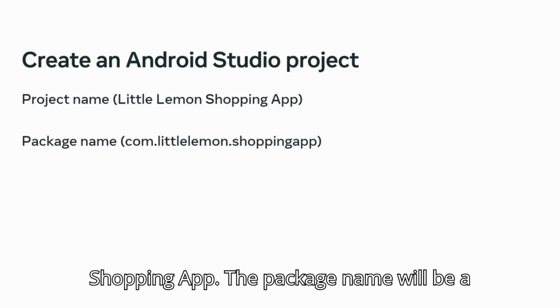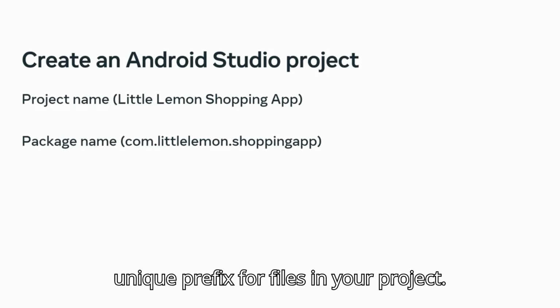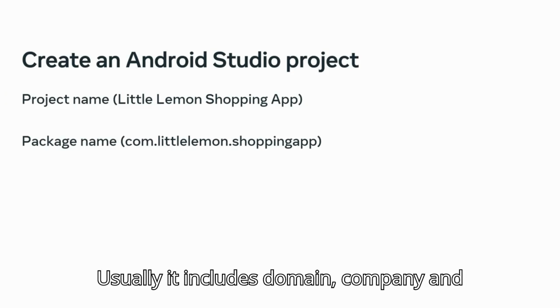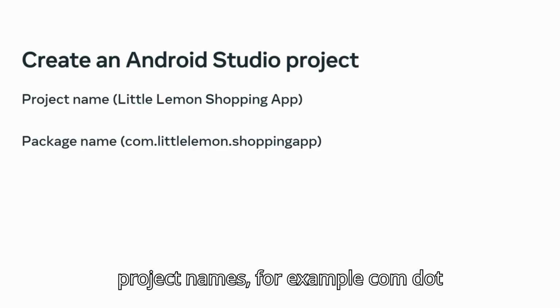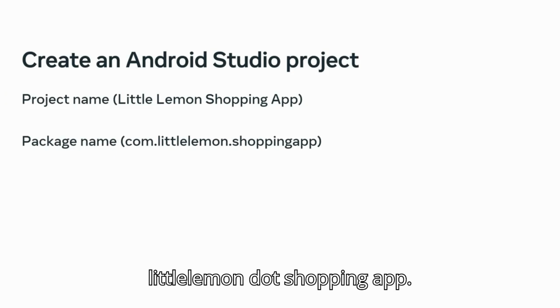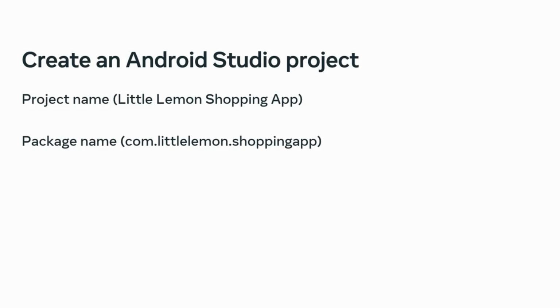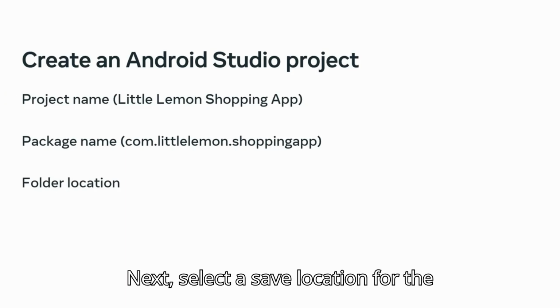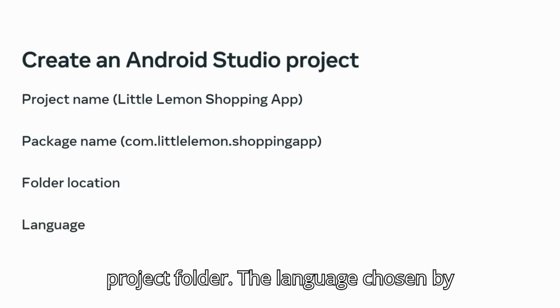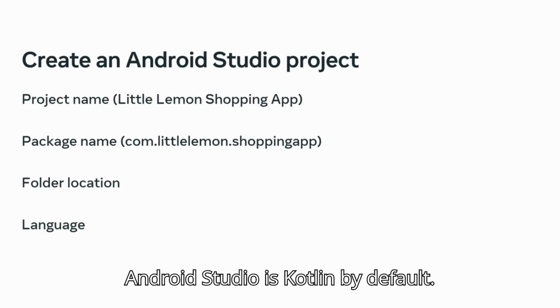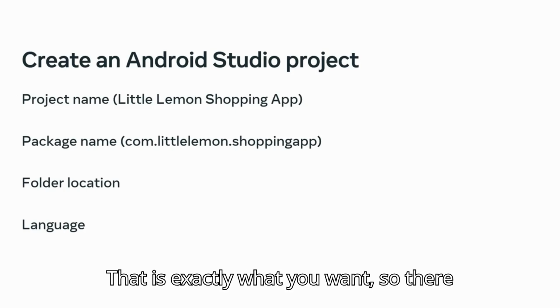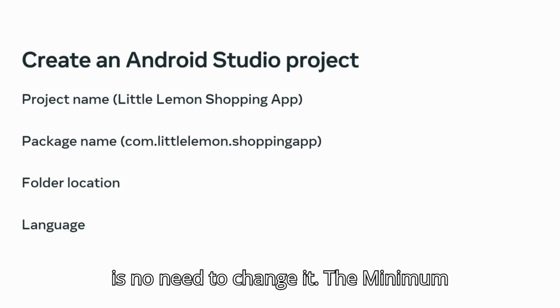The package name will be a unique prefix for files in your project. Usually, it includes domain, company, and project names. For example, com.littlelemon.shoppingapp. Next, select a save location for the project folder. The language chosen by Android Studio is Kotlin by default. That is exactly what you want, so there is no need to change it.